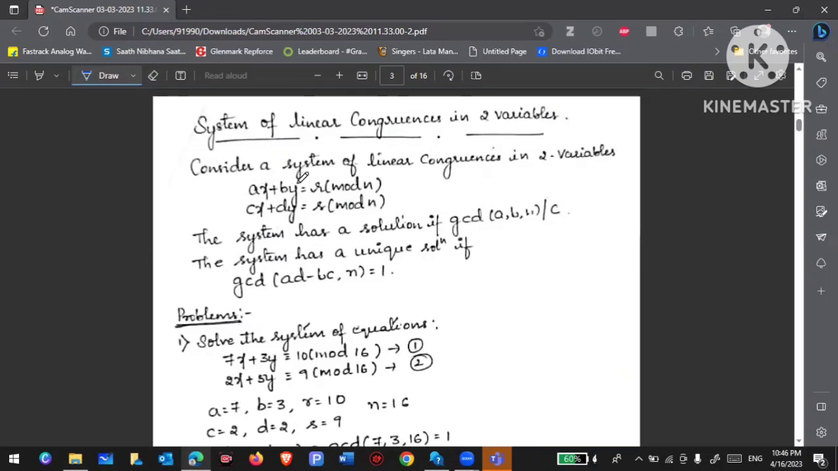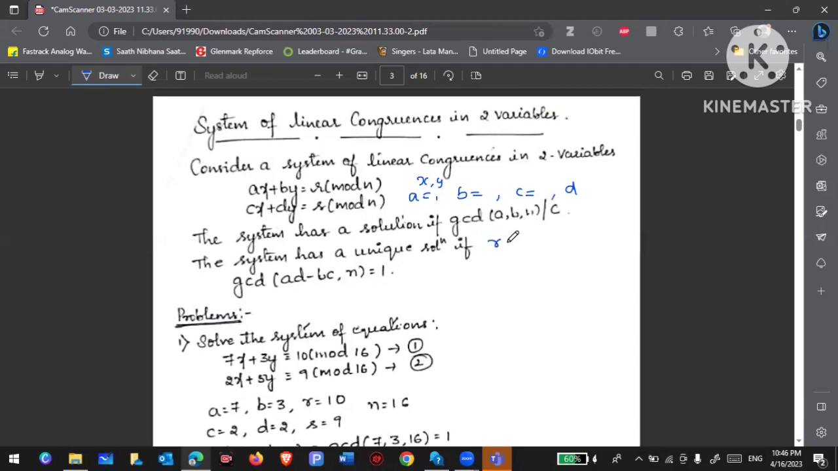So ax plus by is equal to r mod n is the first linear congruence. cx plus dy is equal to s mod n is the second linear congruence. We can see that x, y are the two variables. Once the system of linear congruences is given, here we will write the values of a, b, c, d.